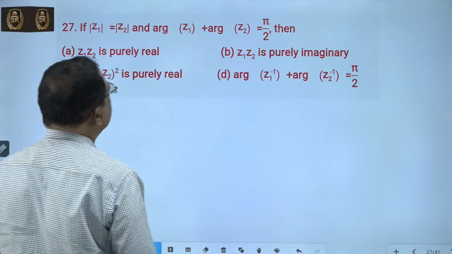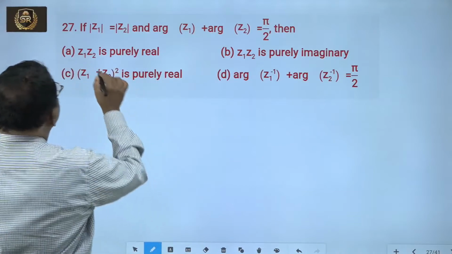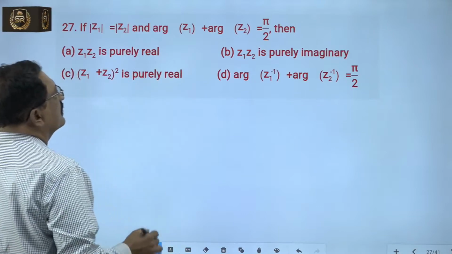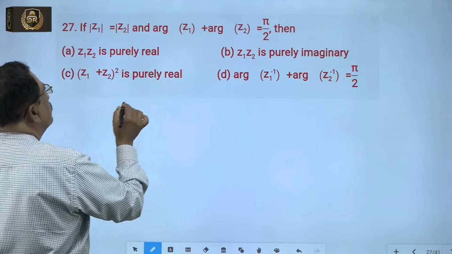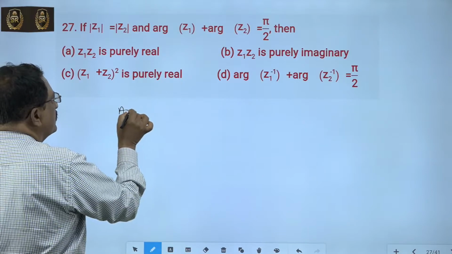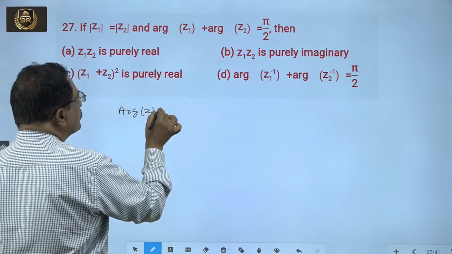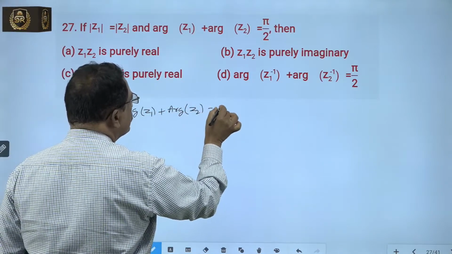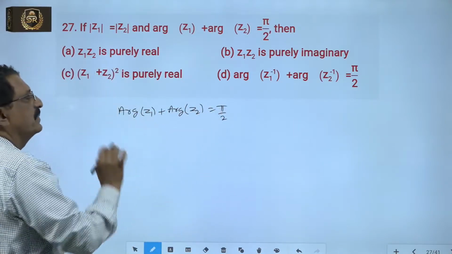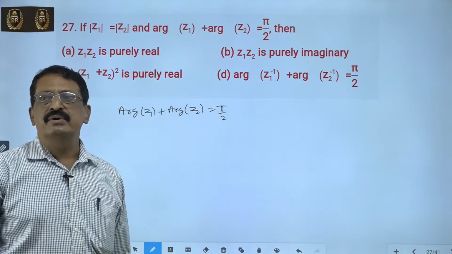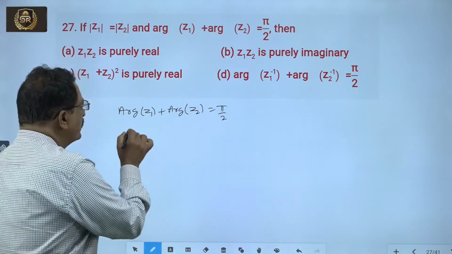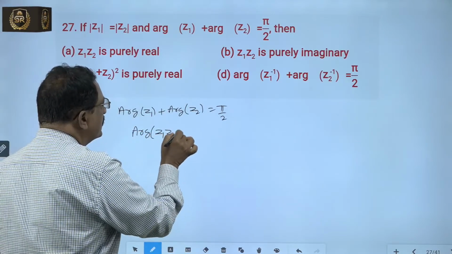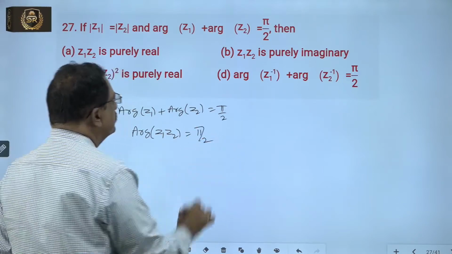Next, if mod z1 equals mod z2 and argument of z1 plus argument of z2 equals pi by 2. Now argument of z1 plus argument of z2 equals pi by 2, given. But argument of z1 plus argument of z2 equals argument of z1 z2. Argument of z1 z2 equals pi by 2.